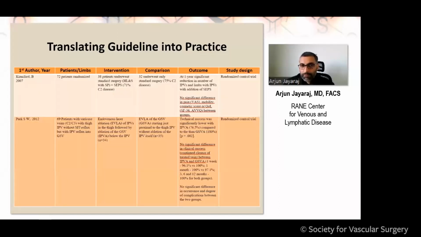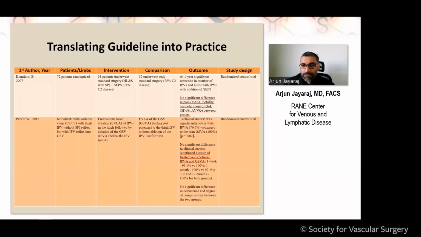And the evidence comes from a few studies, the first of which is a randomized controlled trial that evaluated 38 patients who underwent high ligation and stripping with stab phlebectomies with perforator surgery versus patients who just underwent high ligation and stripping with stab phlebectomies. And they found that there was no significant difference with regards to pain, using the visual analog pain score, mobility, cosmetic score, or quality of life between the two groups.